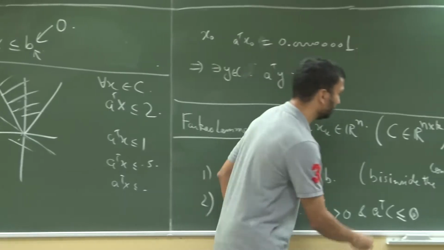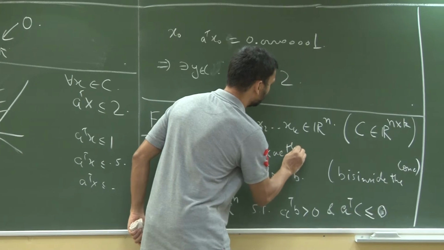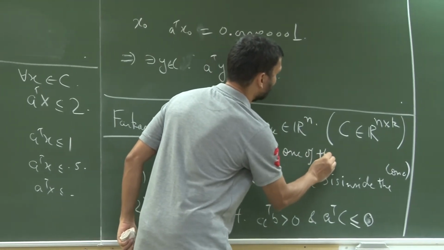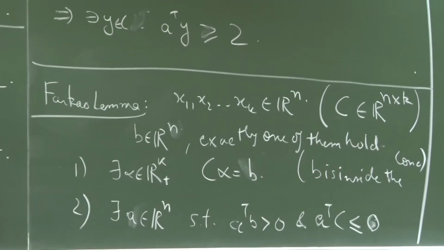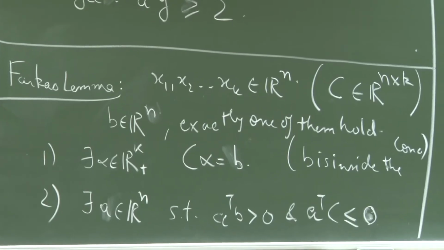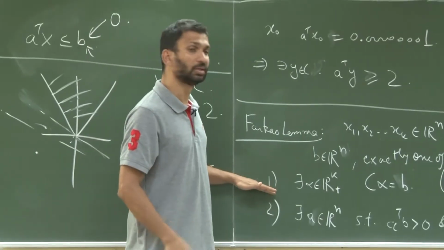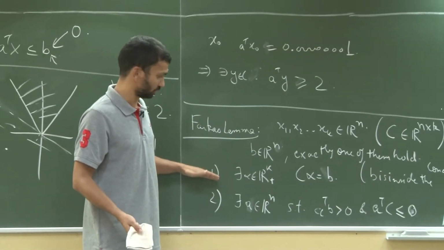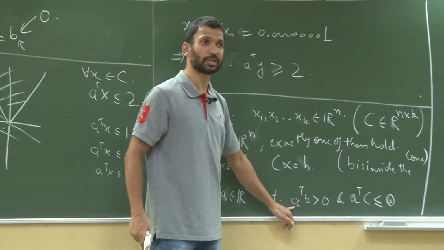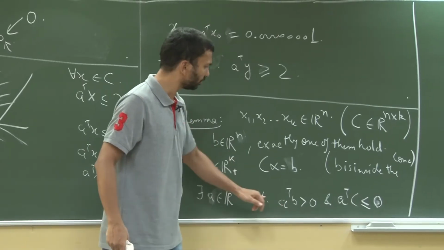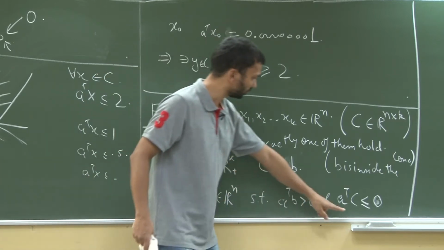So if this is the case, exactly one of them holds. This is your hyperplane separation. Either the convex bodies intersect or you have a hyperplane separating them. This is exactly the same statement. Either b is inside the cone, they are intersecting, or there is a hyperplane. What is the hyperplane? A transpose x equal to 0. But why does this say that the hyperplane separates the cone and the point? What does this mean?